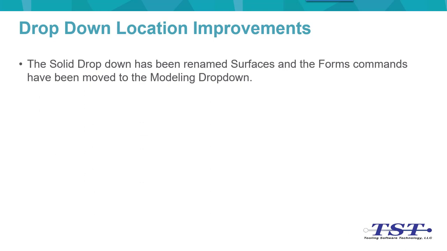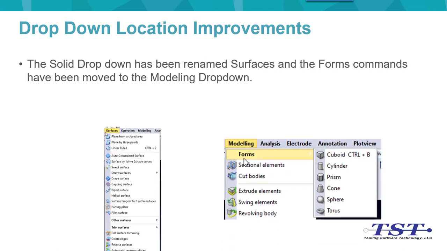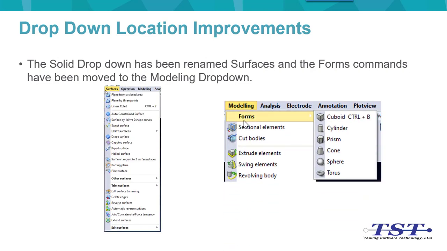Within the solid drop-down, it's actually been renamed to surfaces. The modeling drop-down also now includes the forms commands. You can see surfacing commands are now in the surfacing drop-down, no longer solids. The modeling commands to create 3D blocks are now moved to the modeling command instead of solids.